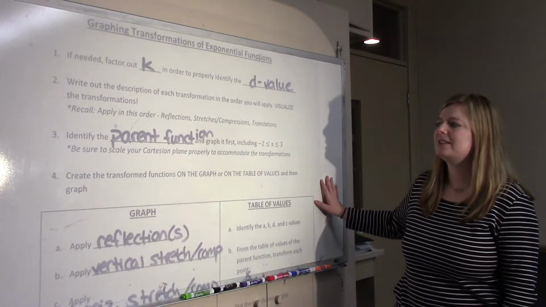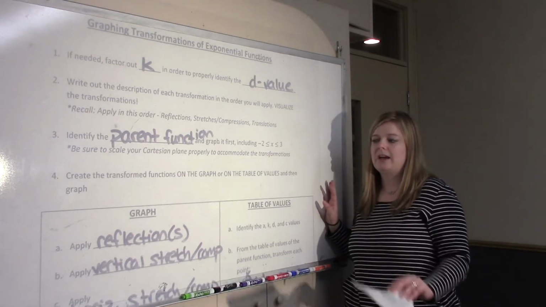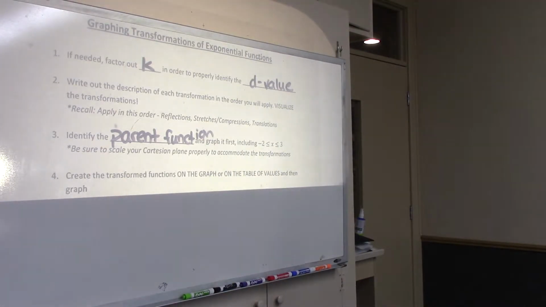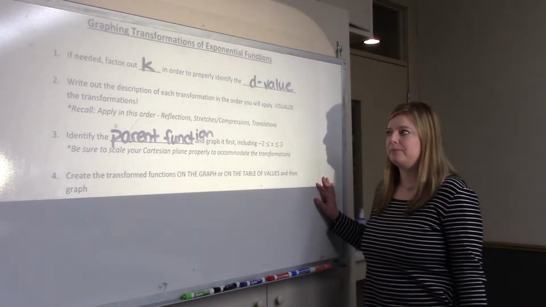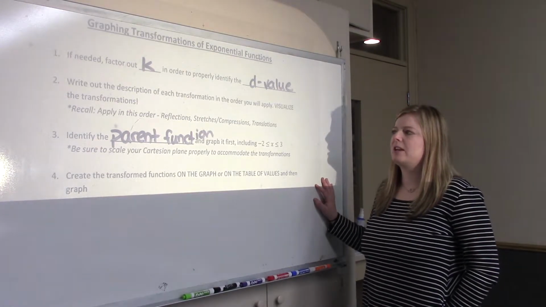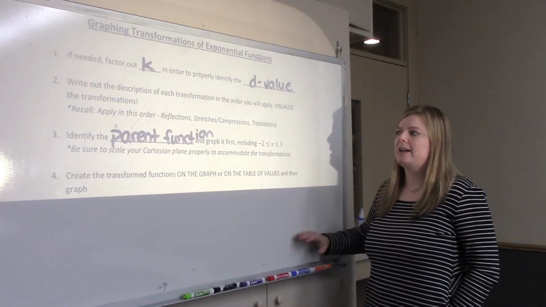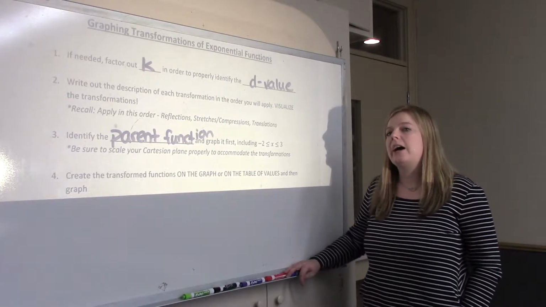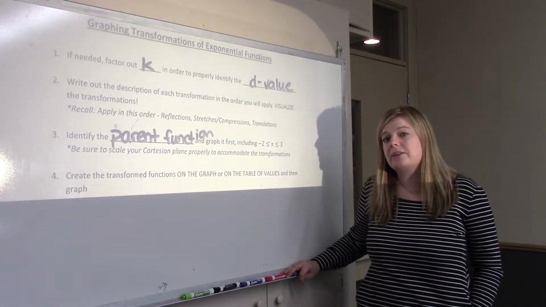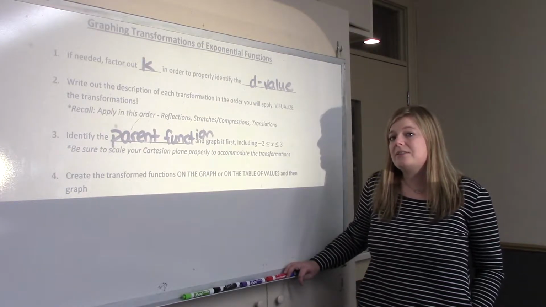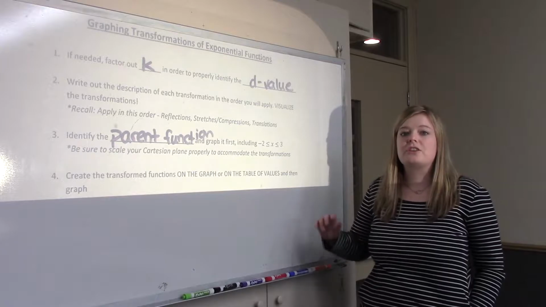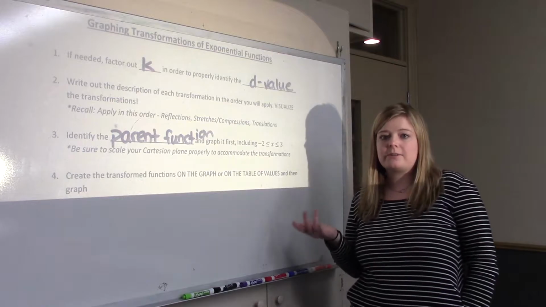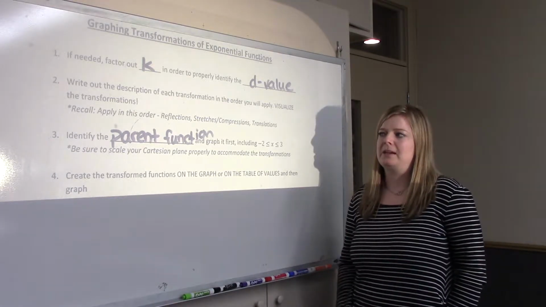So these are the steps you need to go through. So this is basically just a list of how you do it. So first you factor out k to properly identify the d value. Okay, then you write out the description of each transformation and the order you will apply it. Okay, I'll be honest, unless I ask for this on a test, and I might ask for it, this isn't 100% necessary if you are really, really good at transformations. Okay, I like to do it because even if, instead of a vertical stretch, you just write VS for vertical stretch, I just like to really visualize what's going on so I don't make any mistakes, and so the numbers have some meaning to me.